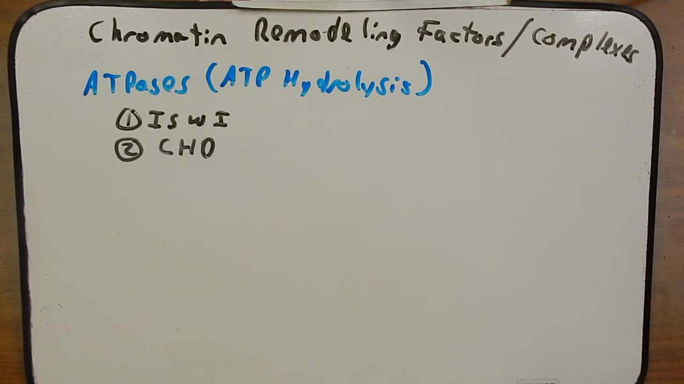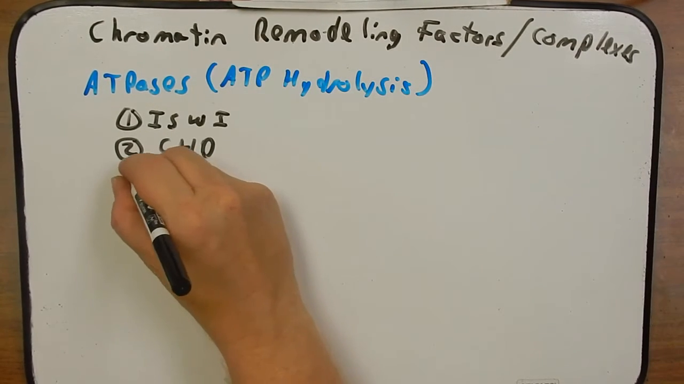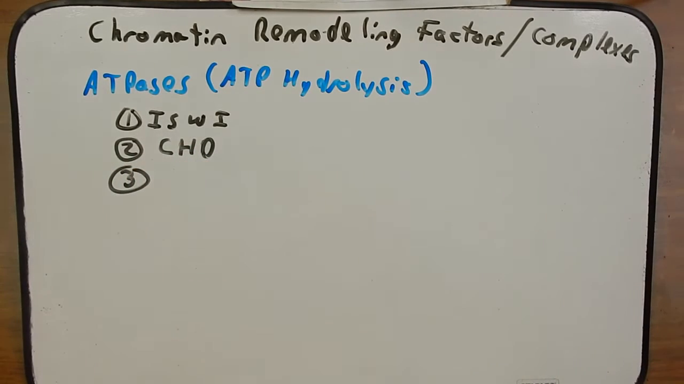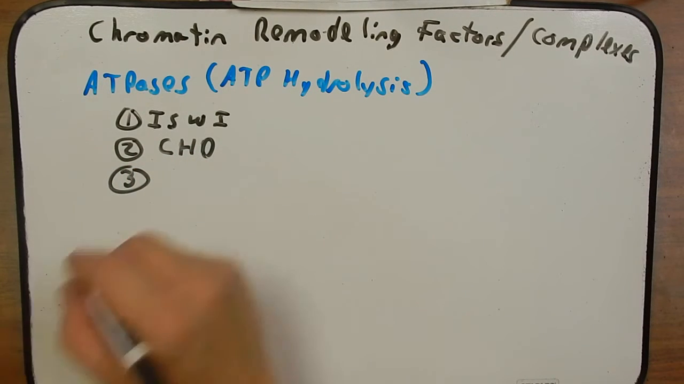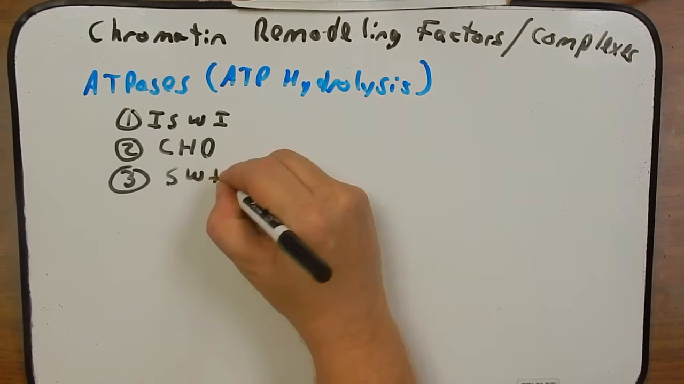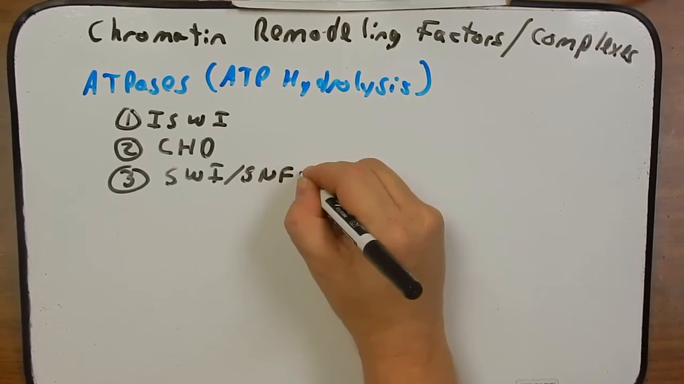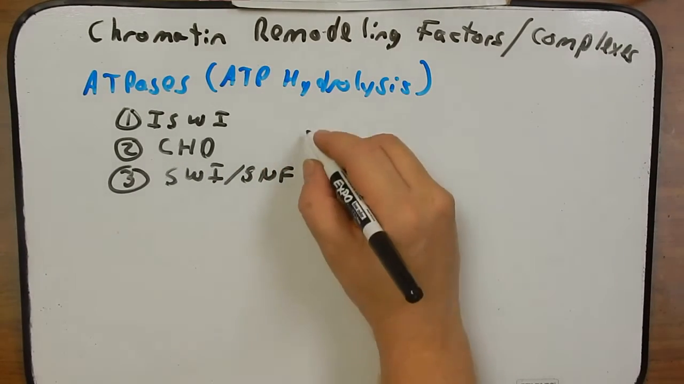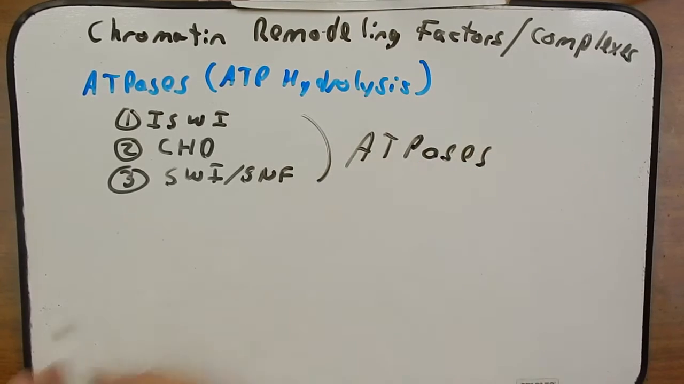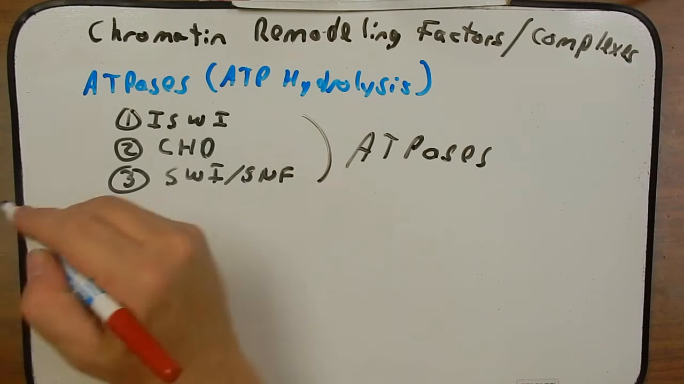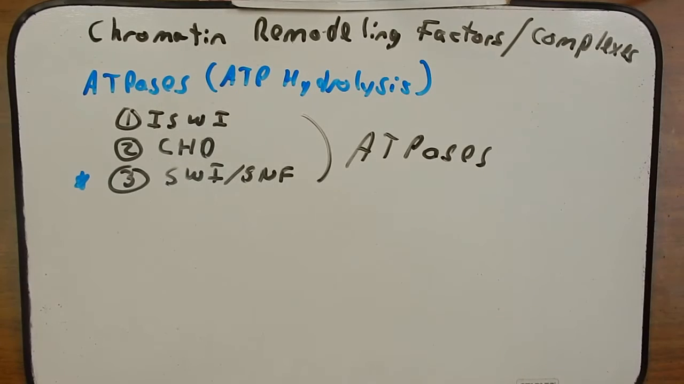for the chromodomain helicase domain ATPase. And this last one is the one we're going to spend all of our time, or most of our time, talking about, and that is the SWI SNF ATPases. Okay, they're all ATPases that are involved in chromatin remodeling. But as I said, we're going to focus our time on this one. So let's dig into the SWI SNF ATPase.